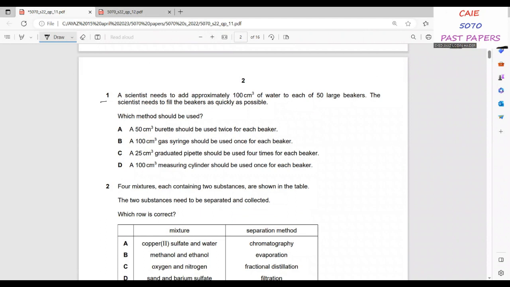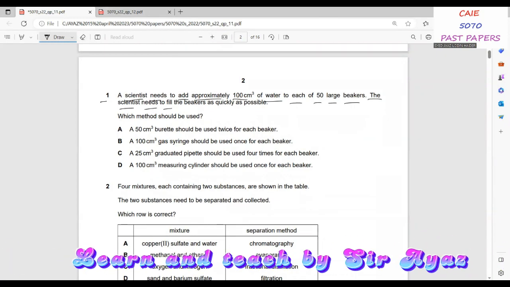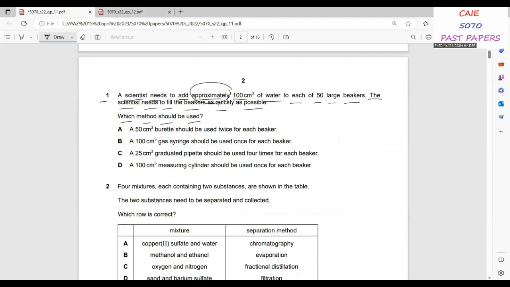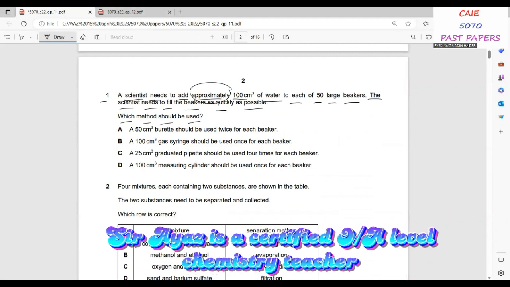Number 1. The scientist needs to add approximately 100 centimeter cube of water to each of 50 large beakers. The scientist needs to fill the beakers as quickly as possible. Which method should be used? So, the scientist is adding an approximate volume of water to each of 50 large beakers, so he must be using a measuring cylinder. So the correct answer for this question must be D.